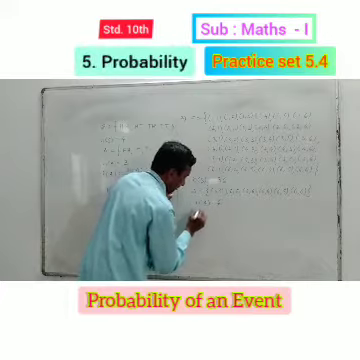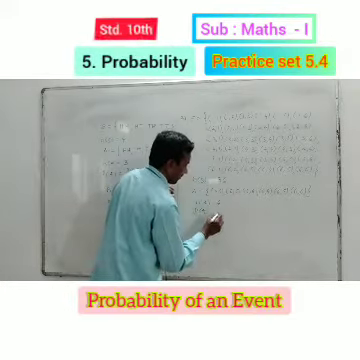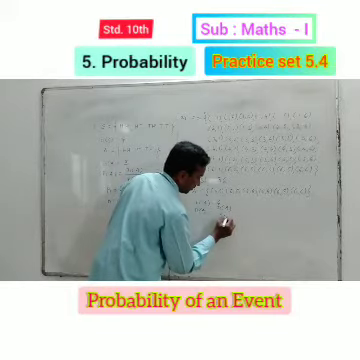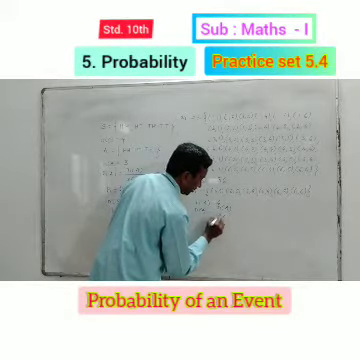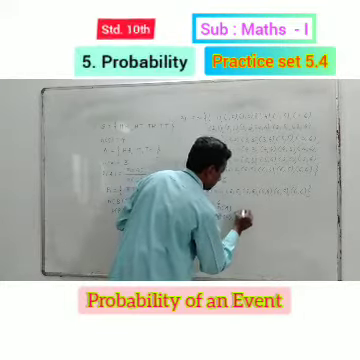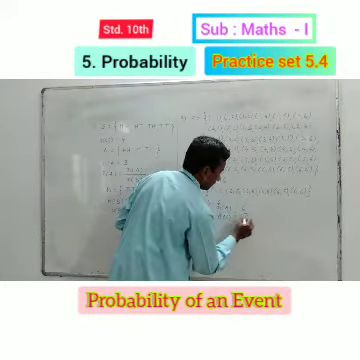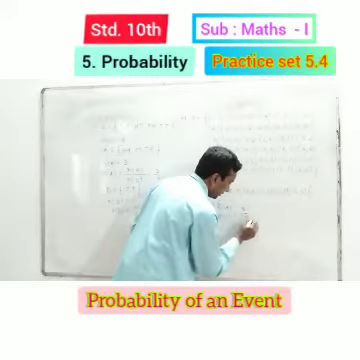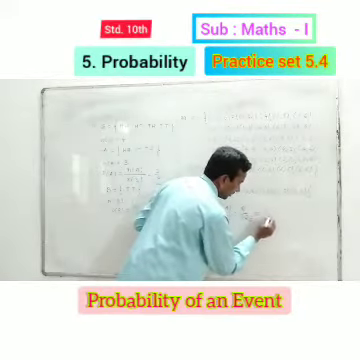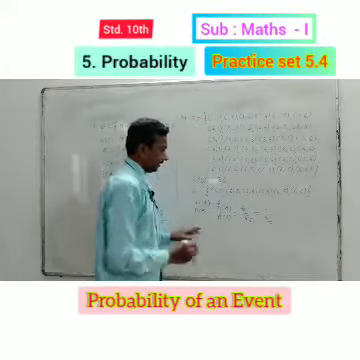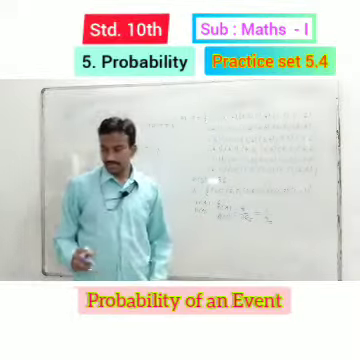Now, find the probability of A. Probability of A is number of A upon number of S. Number of A is 6 and number of S is 36. Divide by 6: 6 1 is 6, 6 6 is 36. Therefore, it is 1 upon 6. Therefore, probability of A is 1 upon 6.